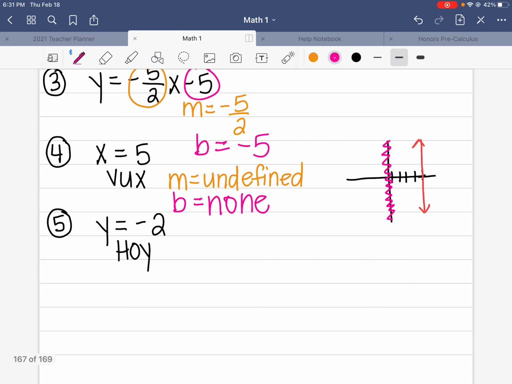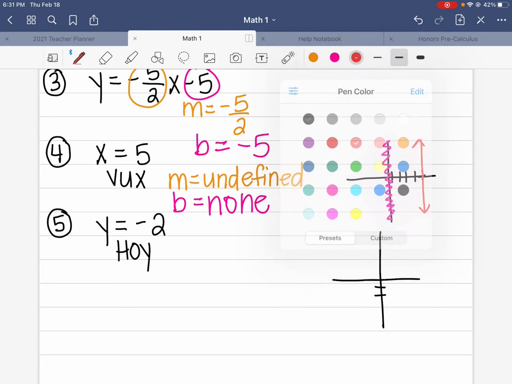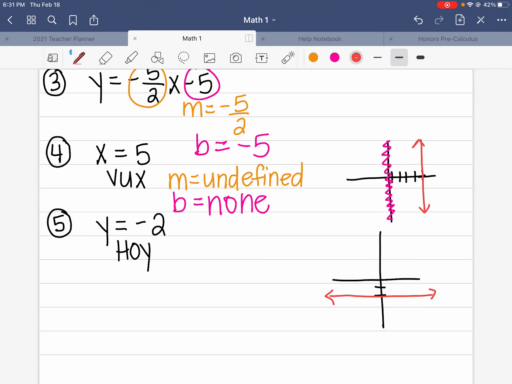Same situation here. I have y equals -2. So I'm going to go ahead and graph that. I have a horizontal line here. The question is asking me for the slope. My slope is going to be 0. How do I know it's 0? Because that's what the O stands for. So my slope is 0. And then my y-intercept. Where does this graph cross the y-axis? It crosses the y-axis at -2. If it's y equals, the y-intercept is the number itself. So my y-intercept is -2.